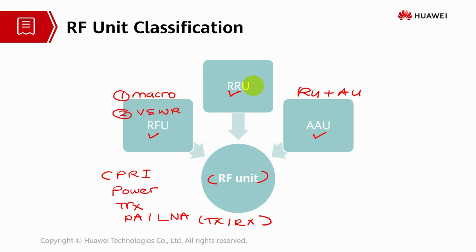On the other hand, RRU is also used in a macro base station, but it doesn't need to have a cabinet. It comes without a cabinet because it will be configured outdoor. The function is similar to RFU. It performs modulation, demodulation, data compression, and also it does the VSWR detection.